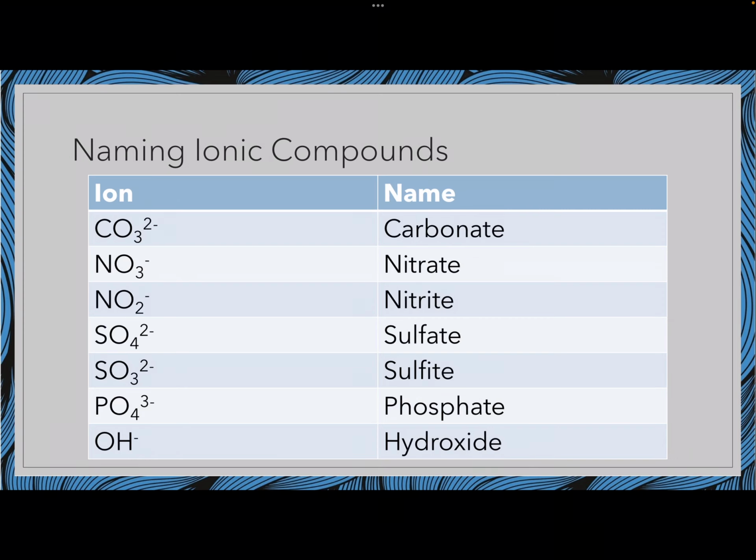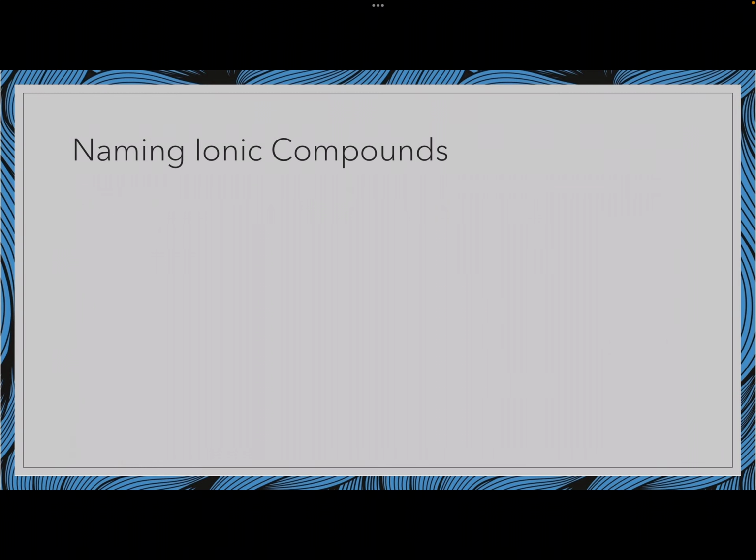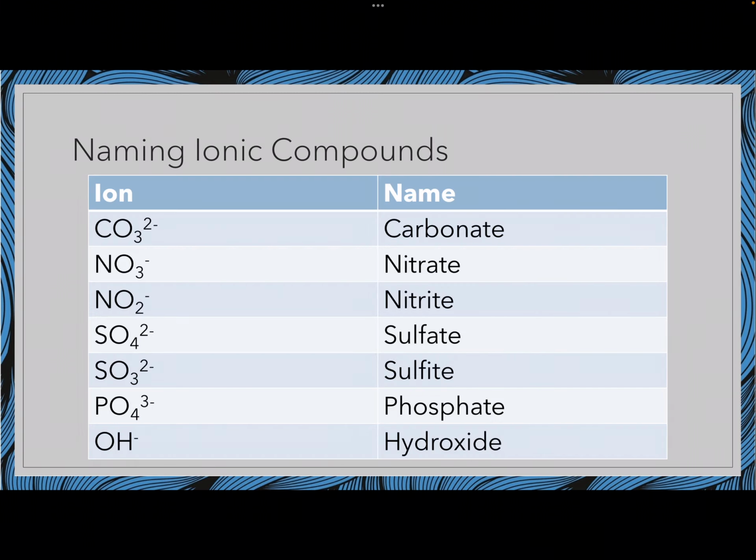So if we have a polyatomic ion, we just keep that as it is. Okay, so we don't change it. It's just kept as is. So it doesn't become carbonide. It's still carbonate, still nitrate, still nitrite. These are the ones that you're going to have to remember because they're the ones that we come across the most often. There are plenty more polyatomic ions, but they're the ones that you're going to really come across a lot.